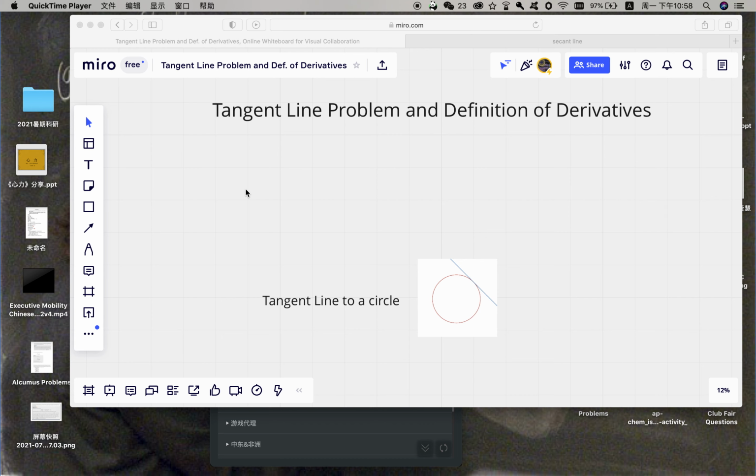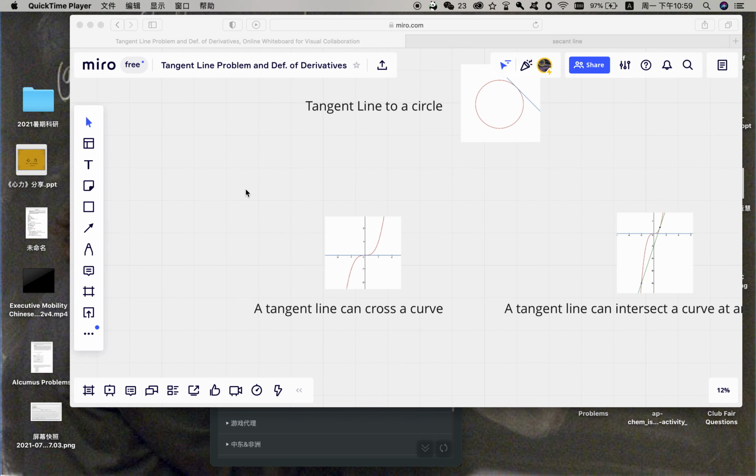You may say that for any curve, a tangent line touches the curve at exactly one point and does not cross through the curve. Is this necessarily true? I used the curve y equals x cubed to show that it's not necessary. These two properties of a tangent line may not necessarily be true.